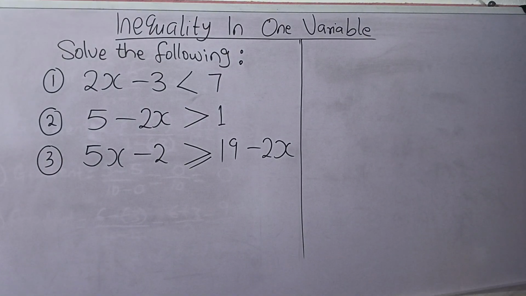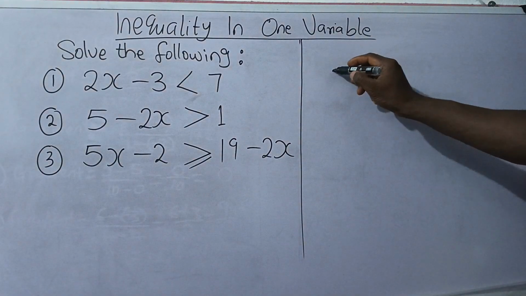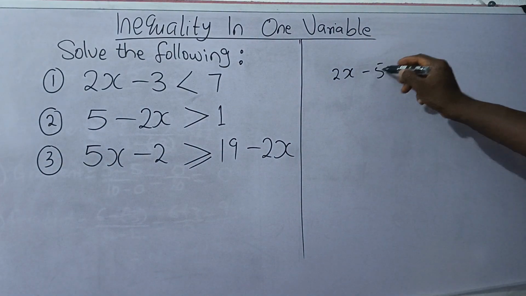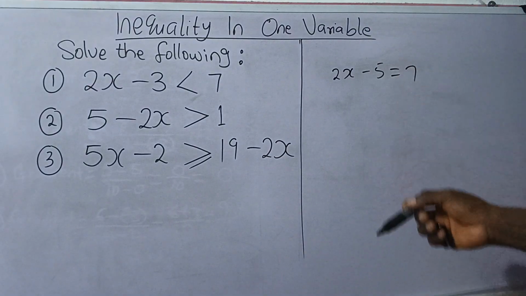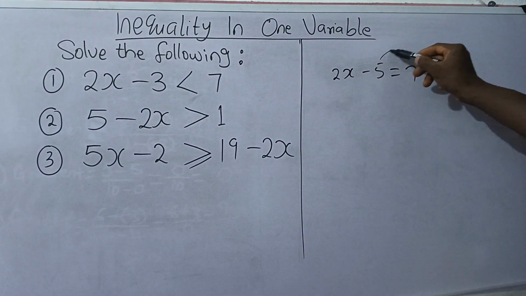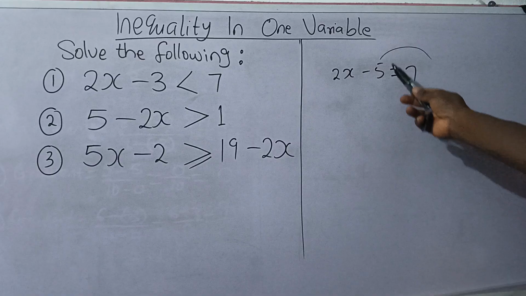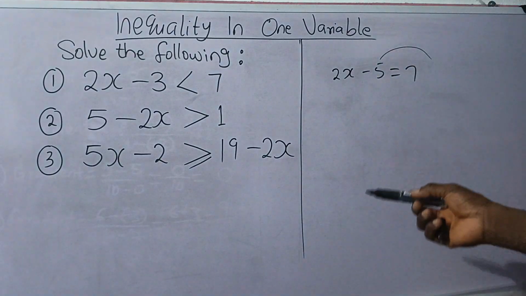Today we shall be looking at the topic inequality in one variable. This particular topic compares to simple equations. For example, if you have 2x minus 5 is equal to 7, you collect like terms by moving negative 5 to the other side of the equality sign. And when a negative moves to the other side of the equality sign, the sign changes.